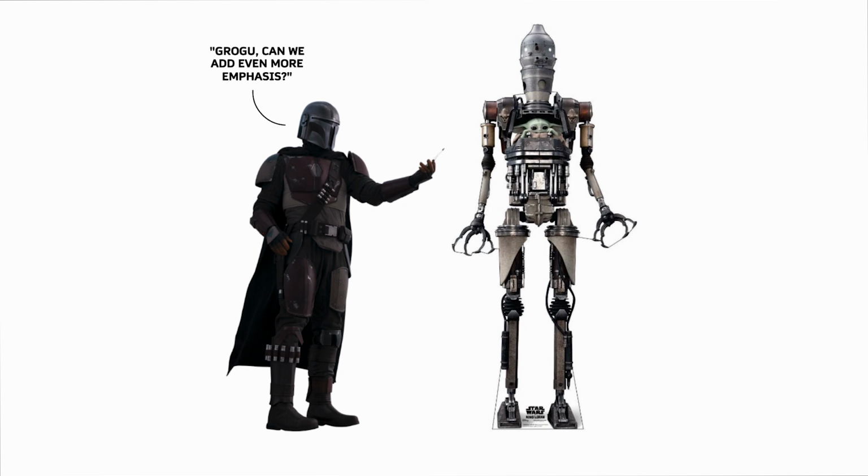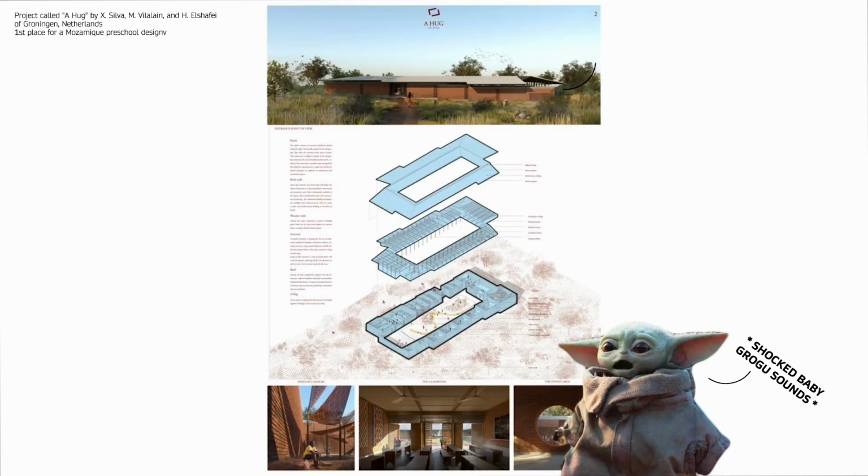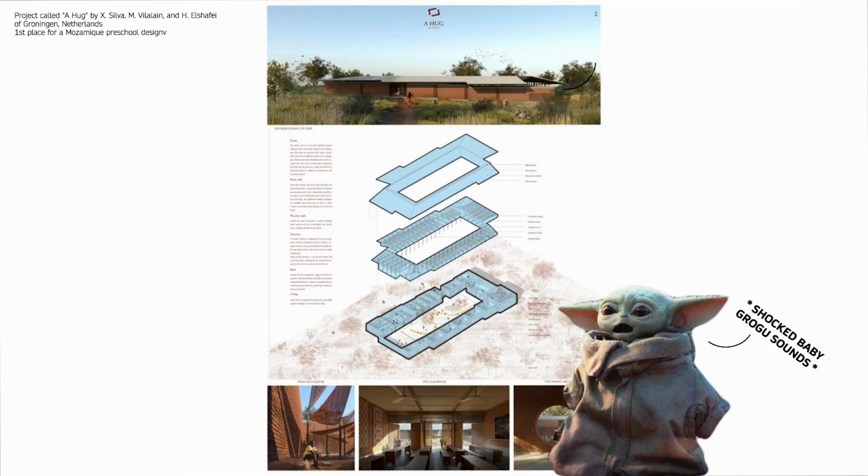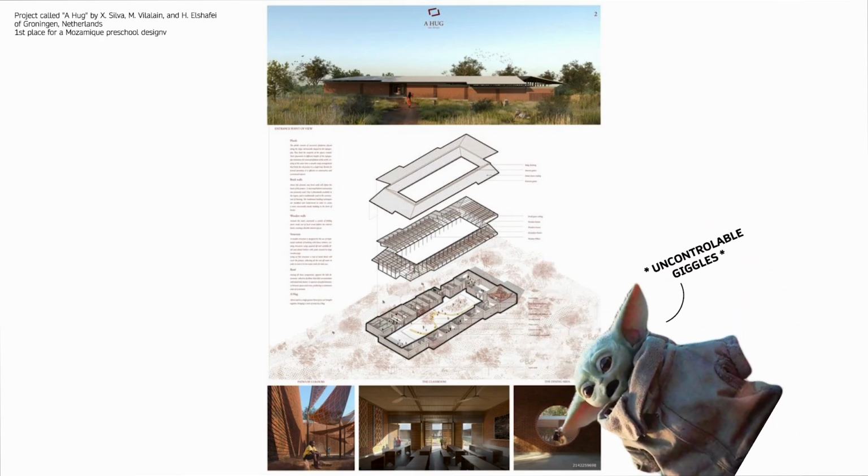Mandalorian says, "Grogu, can we have even more emphasis?" And then Grogu says, "Yes, yes, yes, yes, yes." And again, I'm so sorry if you haven't seen this. I'm just trying to make a pop culture reference here. So baby Grogu, he added color here. And do you see how it's the same color as the sky? I'm including the same color palette here. And then Grogu continues to giggle uncontrollably when I change it to a neutral gray. So, and then that's his little happy dance.